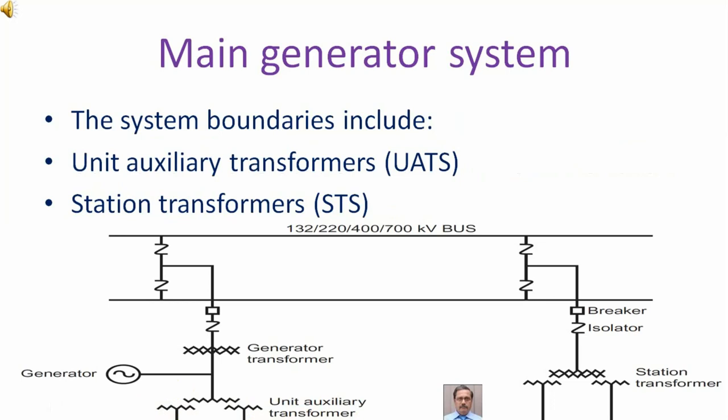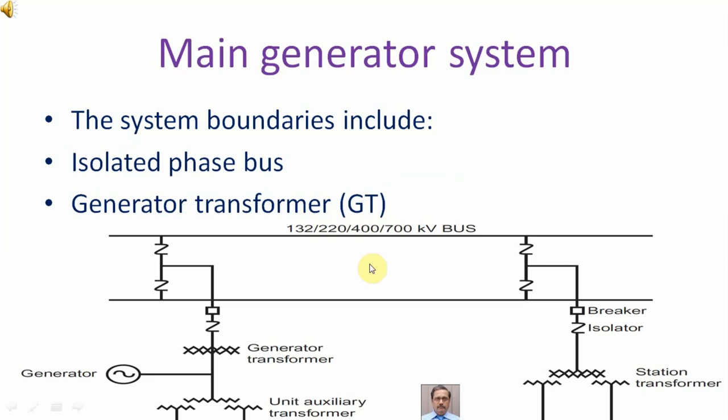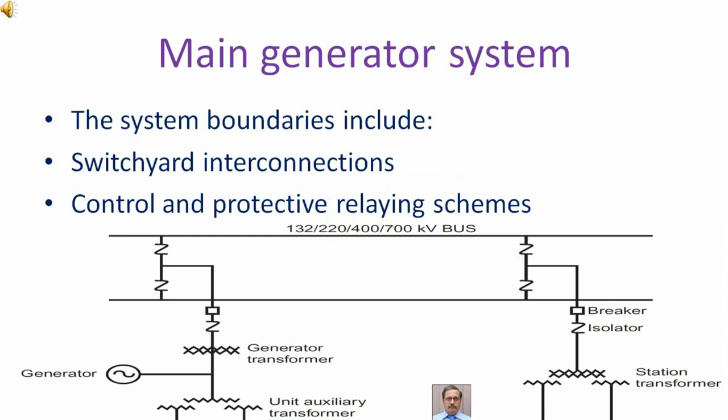Main generator system. The system boundaries include unit auxiliary transformers, station transformers, that is UATs and STs. System boundaries include isolated phase bus, generator transformer GT, switchyard interconnections, control and protective relaying schemes.